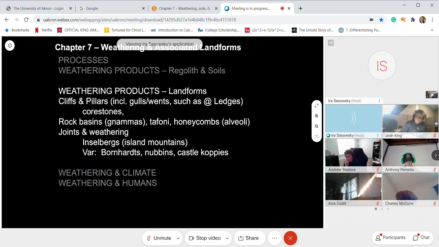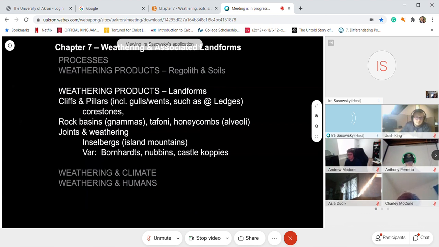Rock basins, or tafoni, are these bowl-shaped depressions that typically form in more porous rock, but sometimes in limestones or even in granite, we can get them. These sort of dissolution forms can occur either due to the action of running water, or sometimes the action of wind, or sometimes that crystal weathering that we talked about beforehand.